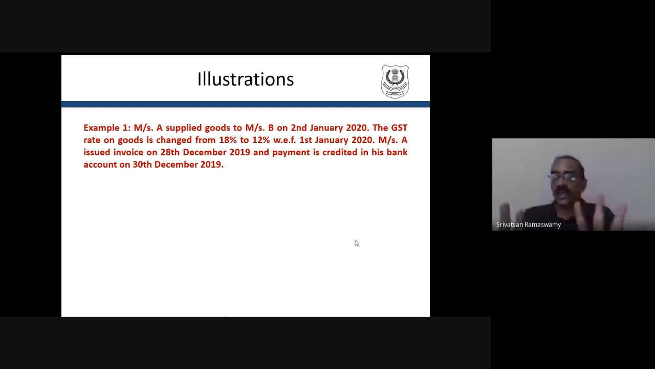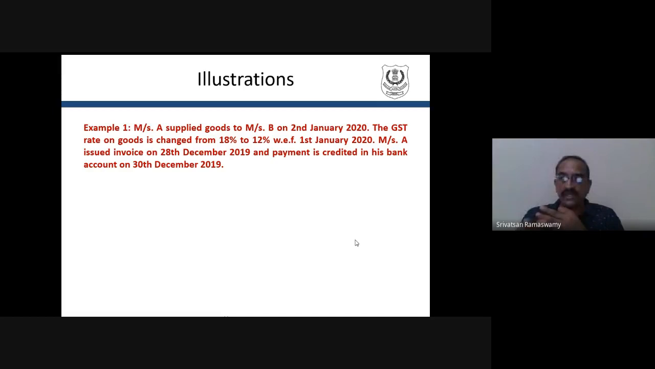Okay. So now we have all the three events which will decide the time of supply. One is the actual date of supply. Second is the actual date on which the invoice was issued. And third one is the date on which I have received the advance. So now here we will have to decide which is the time of supply.